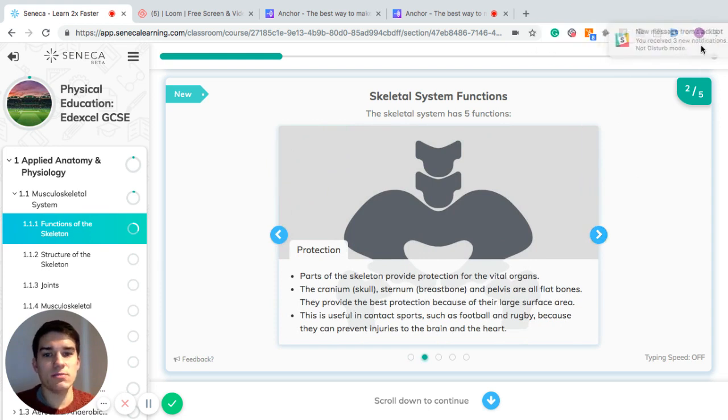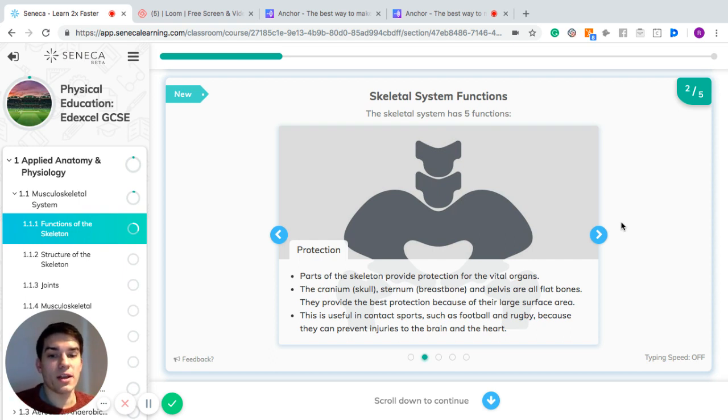Secondly is protection. So parts of the skeleton provide protection for the vital organs. A lot of the bones that give protection are what we call flat bones. Examples would be the cranium, which is the skull, the sternum, which is the breastbone, and the pelvis. They provide the best protection because of their large surface area. They're particularly useful in contact sports to prevent injury, for example football and rugby.